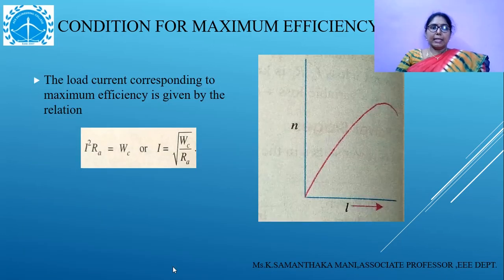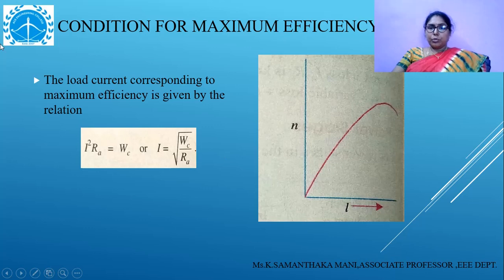Still further, we can calculate the current corresponding to maximum efficiency. Probably this will be asked in numericals. The load current corresponding to maximum efficiency is given by, starting from this equation only, the square becomes square root on the other side. So I equals under root WC by RA. For a given condition, if you know the constant losses and the armature resistance, we can calculate the current corresponding to maximum efficiency of the given DC generator.